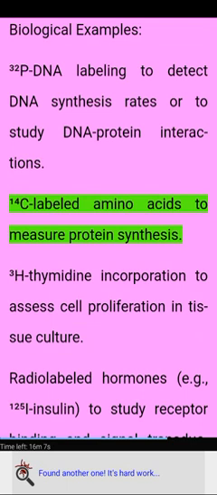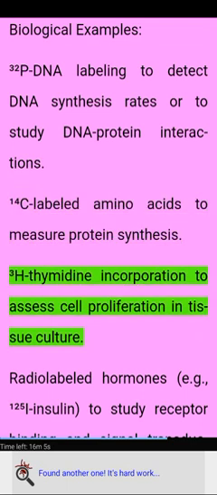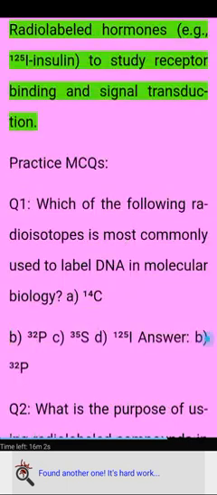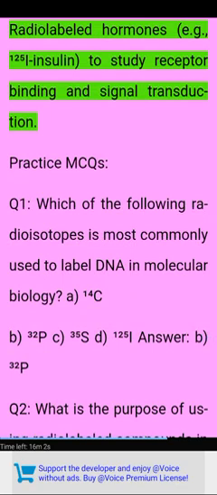¹⁴C-labeled amino acids to measure protein synthesis. ³H thymidine incorporation to assess cell proliferation in tissue culture. Radiolabeled hormones, e.g., ¹²⁵I insulin, to study receptor binding and signal transduction.